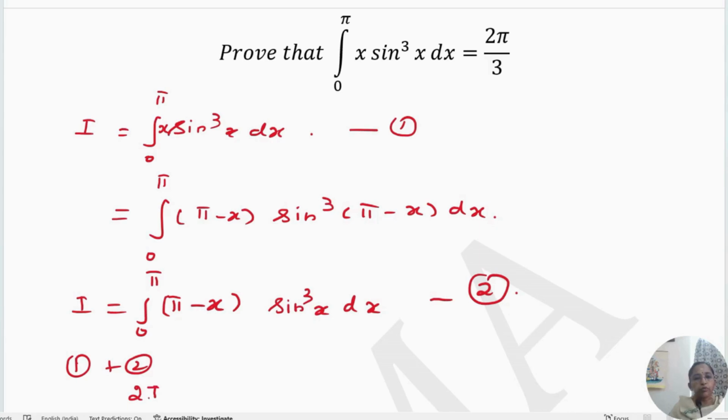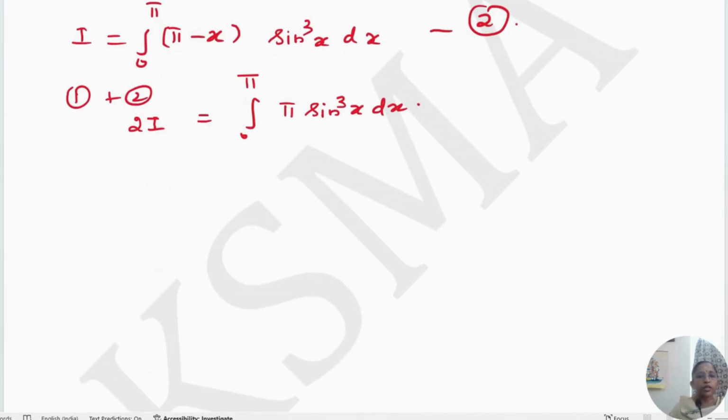So the left side will become 2I and the right side will become 0 to pi. Here the term x sine cube x dx will get cancelled, so pi into sine cube x will be the left out item. Here pi is common, so you can take pi outside.